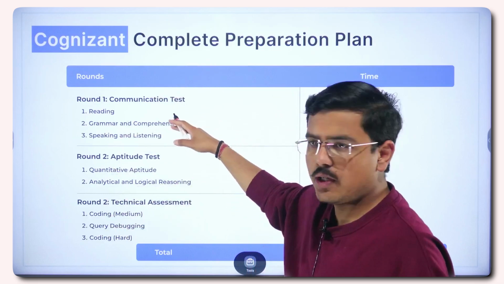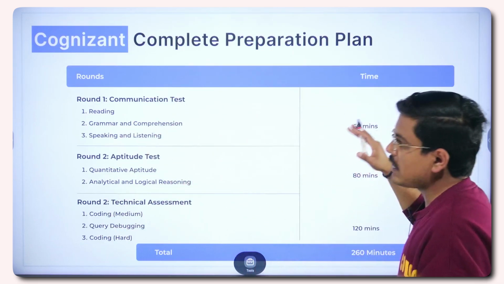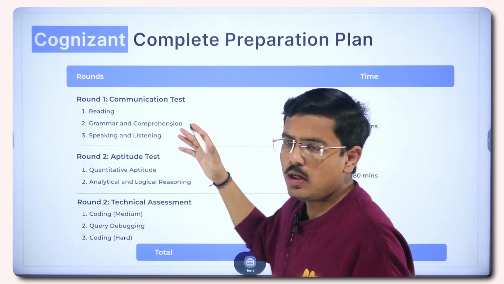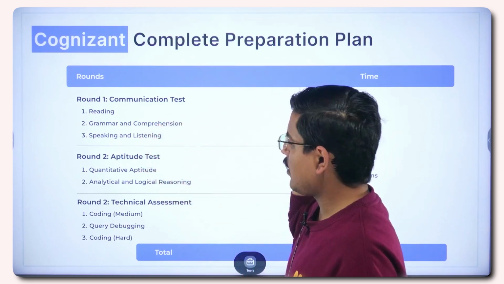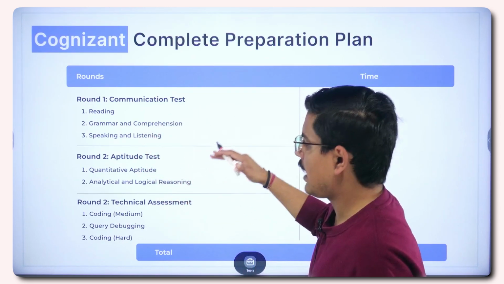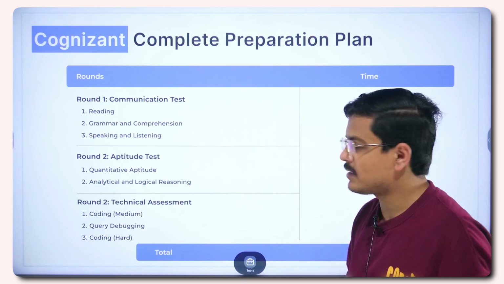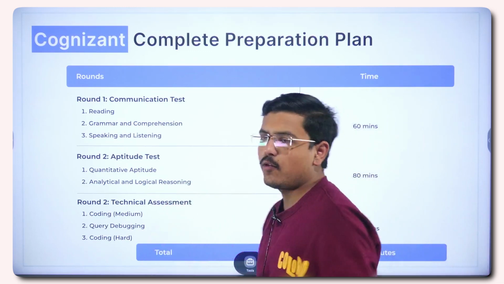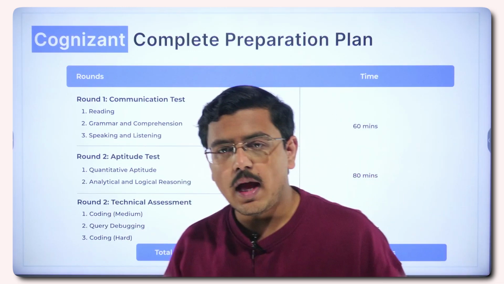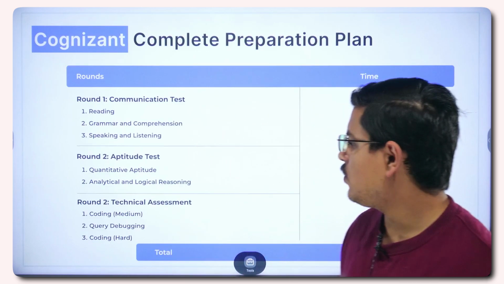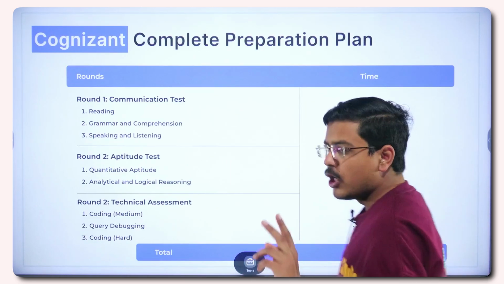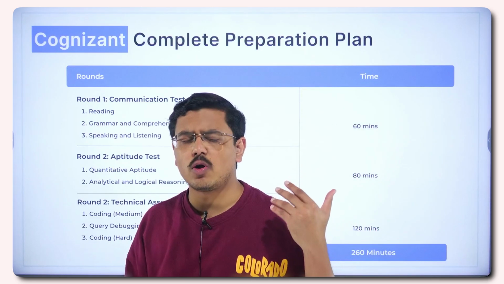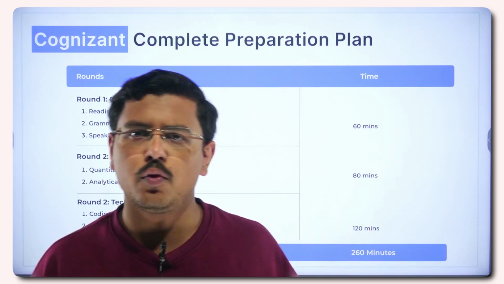Round 1 is communication test. It is of 60 minutes and reading, grammar and comprehension, speaking and listening would be tested. Round 2 is aptitude test where quants and analytical and logical reasoning would be tested, and in round 2 itself there would be a technical assessment where you will have 1 medium coding question, 1 hard coding question and 1 query debugging question, which is also called automata fix in few tests.